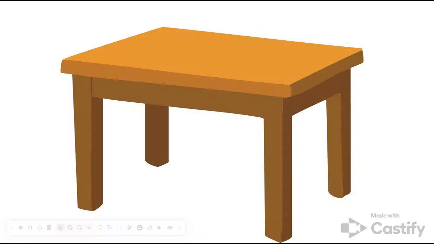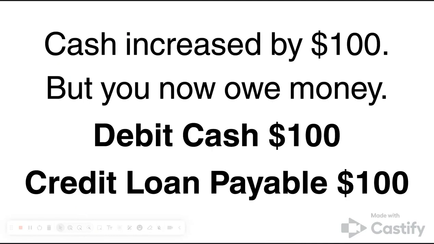Now let's say your lemonade stand needs a bigger table and your parents send you $100. What happened? Cash increased by $100, but now you owe money. So the journal entry would be debit cash $100 and credit loan payable $100. You receive cash, but you also create a liability.